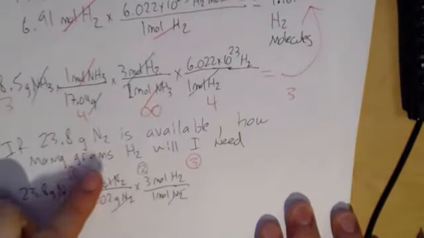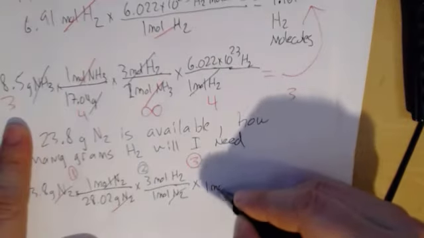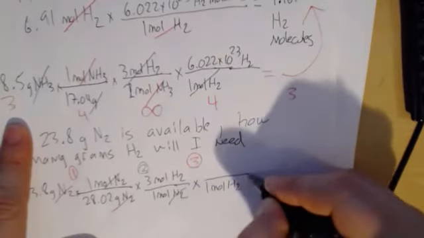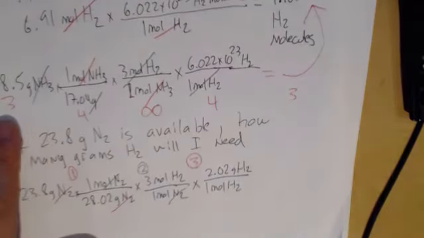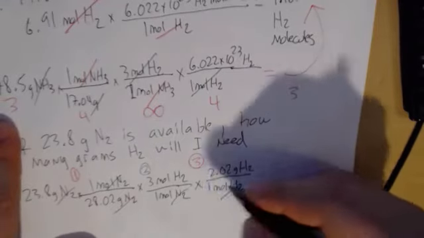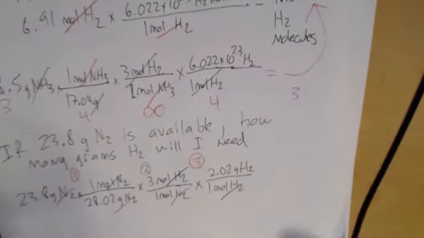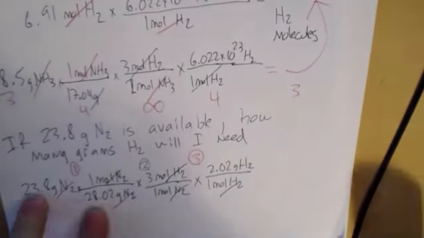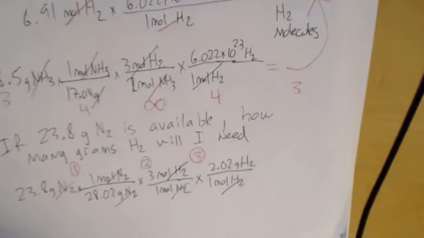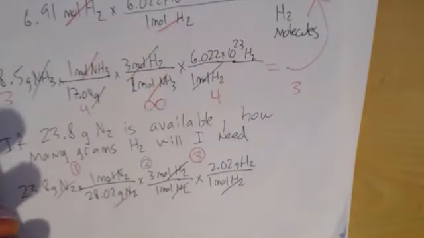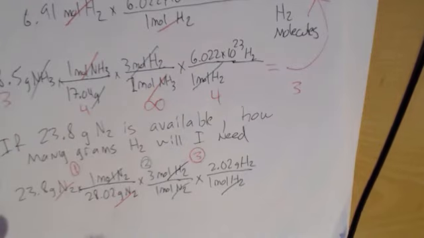In this case, I don't want molecules, I want grams. So now I'm going to use molar mass. 1 mole of hydrogen, 2.02 grams of hydrogen. So then moles of hydrogen cancel. And then it's a calculator issue. So 23 divided by 28 is a little less than 1, times 3 is a little less than 3 times 2. So it's a little less than 6. So it's like 4 or 5 grams of hydrogen. Let's find out. 23.8 divided by 28.02 times 3 times 2.02.